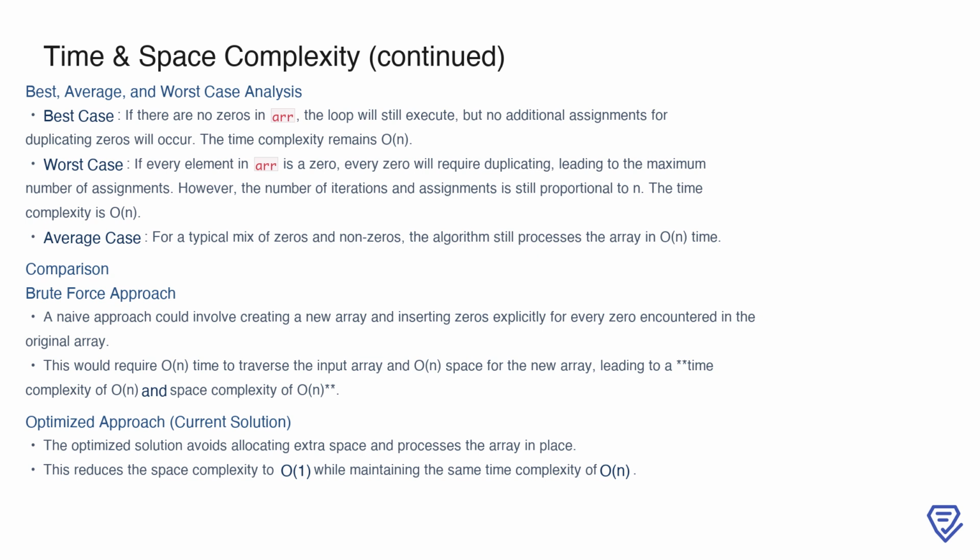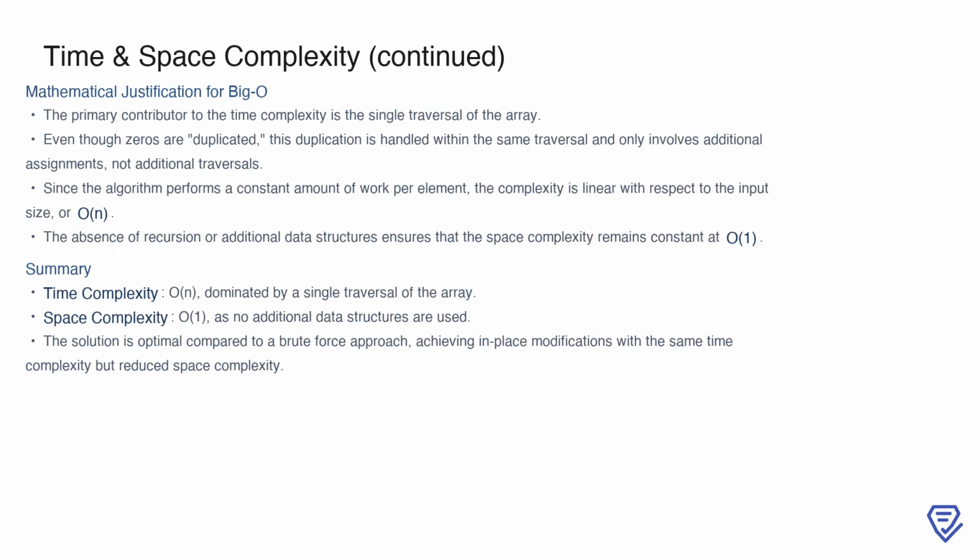Compared to a naive approach, which might involve creating a new array and explicitly inserting zeros, our optimized solution avoids the O(n) space overhead of the new array. While both approaches maintain a time complexity of O(n), the optimized solution achieves this in place, reducing the space complexity to O(1). We can further justify the big O notation mathematically.